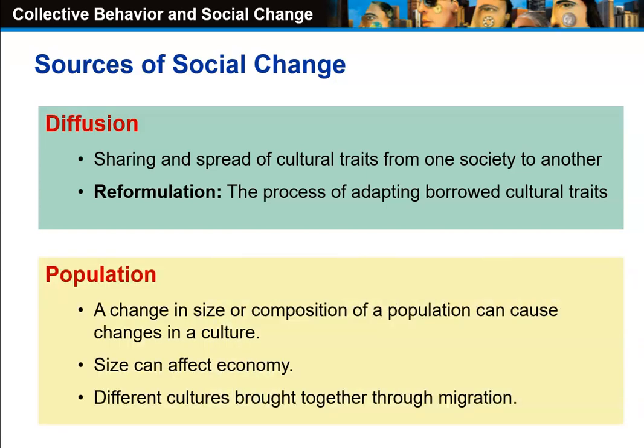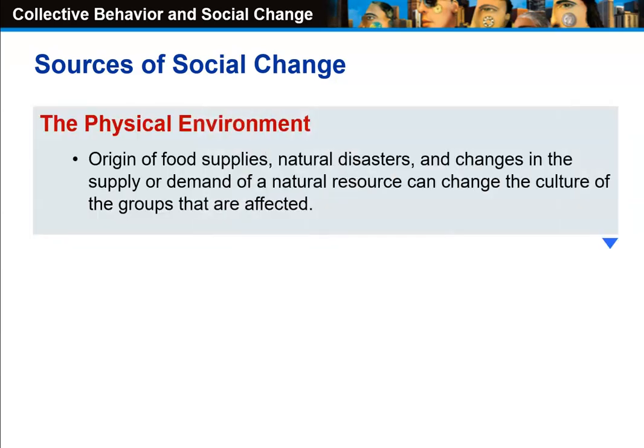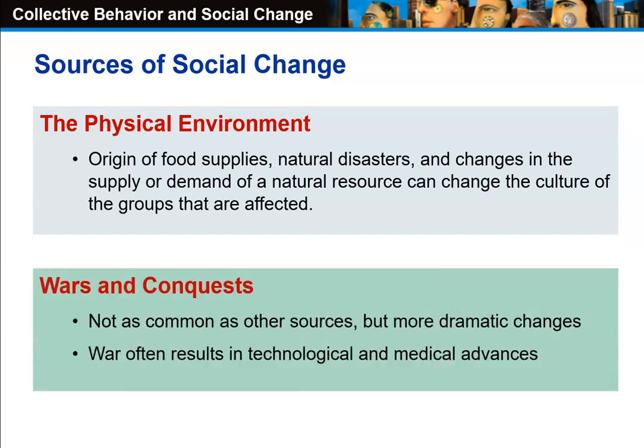Population is a change in size. The composition of a population can cause changes in the culture. The size can affect the economy. Different cultures brought together through migration can also affect that. And then finally, physical environment: the origin of food supplies, natural disasters, changes in supply and demand, and natural resources can change the culture and the groups that are affected.